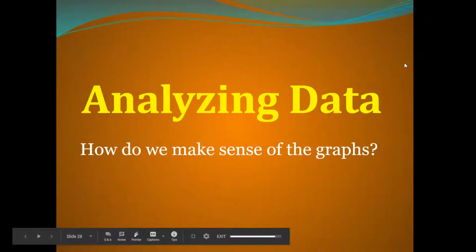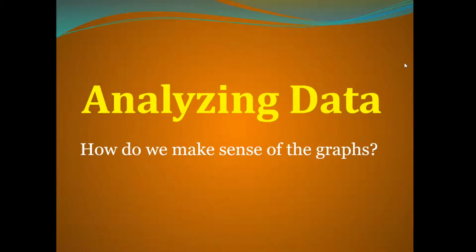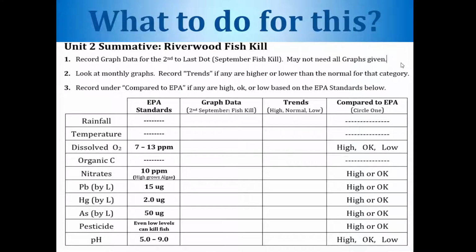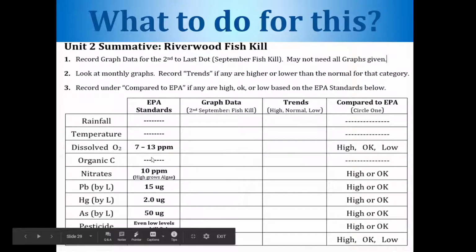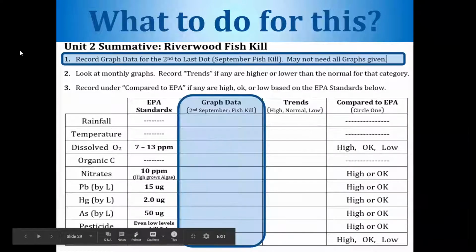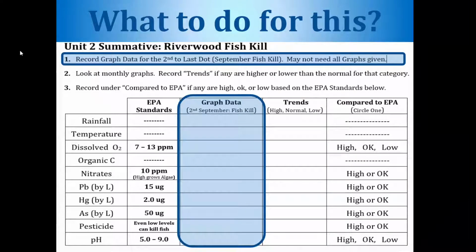Your job is to make sense of the graphs that you were emailed, or emailed a link to, and you need to look at those graphs to figure out just what is going on in Riverwood. You should have this sheet that has the EPA standards, the graph data, the trends, and compared to the EPA. First thing, you need to look at your graphs and record data for the 2nd September.